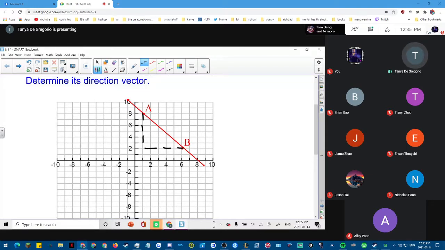And so if I were to look at the slope of this line, how would I get from A to B? I would go from 8 to 2, which means I'm going to move down 6 units. And then I'm going to move to the right 5 units. Yes, I'm giving the magnitudes of these line segments.